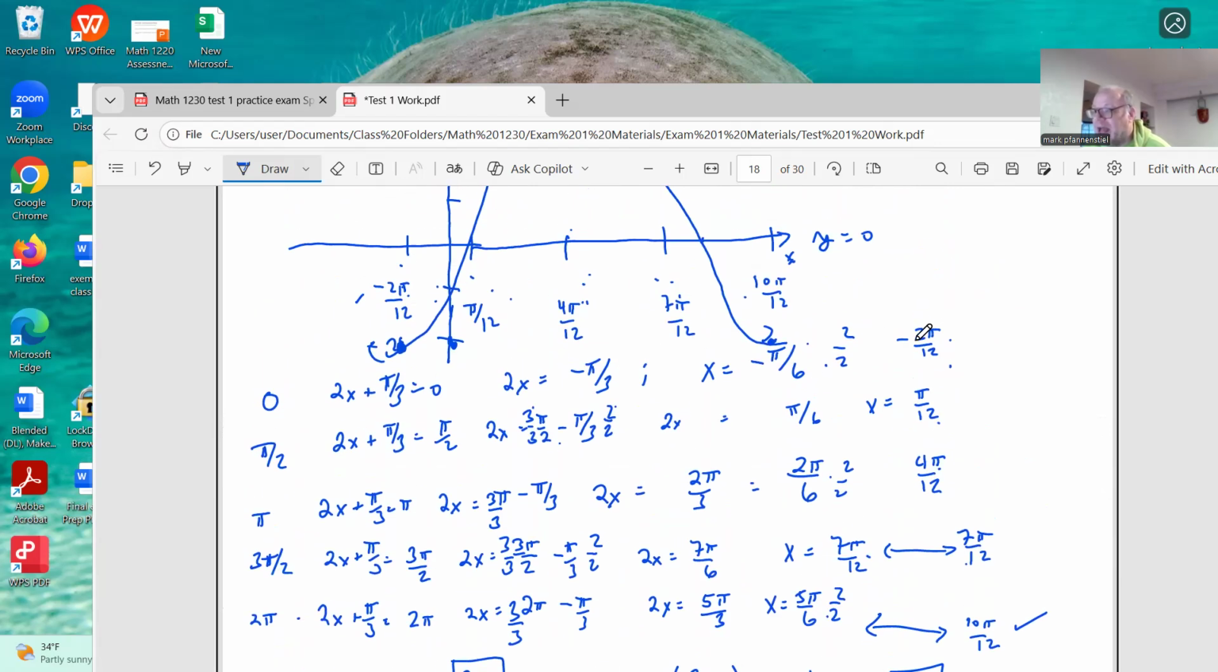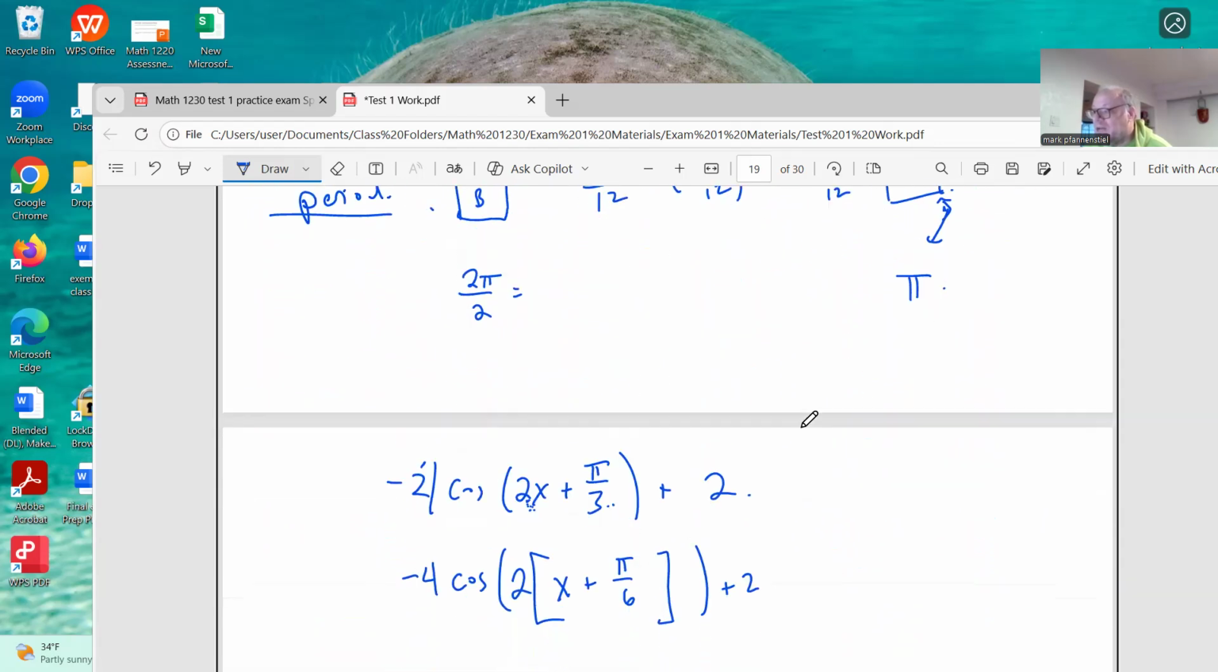I ended up at pi over... because now I'll reduce, right? This is negative 2 over 12, so this is actually negative pi over 6. I should have ended up with a shift of pi over 6 to the left. Oh, what do you know? They match about what we're doing here.